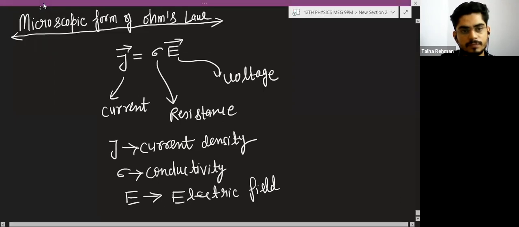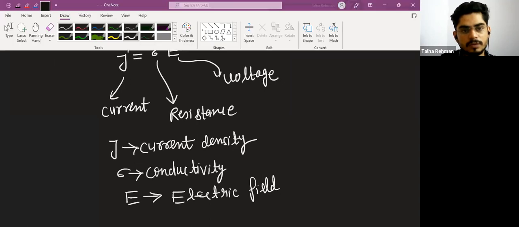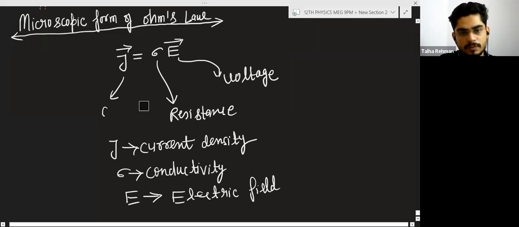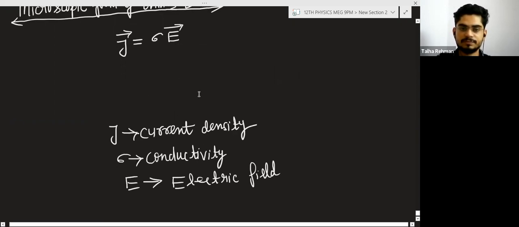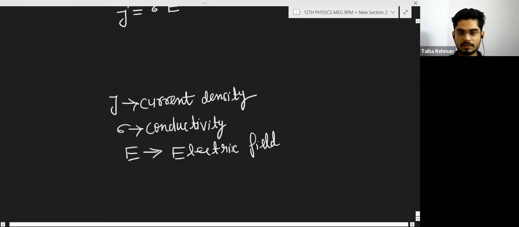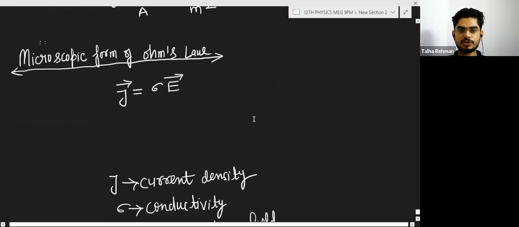Okay, so you should remember this formula. I am not deriving this. So please take the screenshot of this.